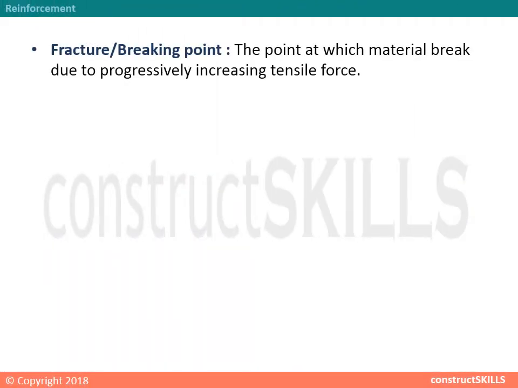2. Ultimate tensile stress. It is the maximum stress that the material can withstand, while breaking point is the point at which the material breaks due to progressively increasing tensile force.